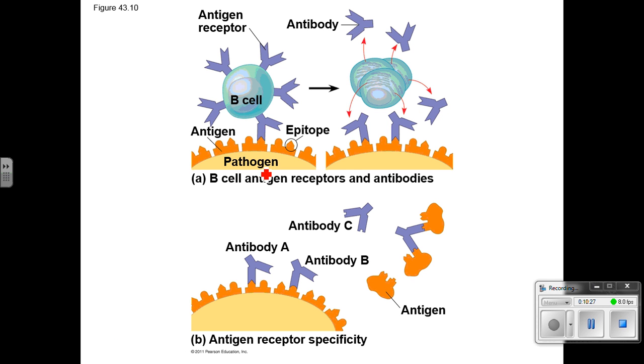So here is your pathogen. This is the bad guy. The antigen is on the pathogen. This is how it's going to recognize your cell, and then this is going to be your antigen receptor, and then you're also going to create antibodies that recognize that.